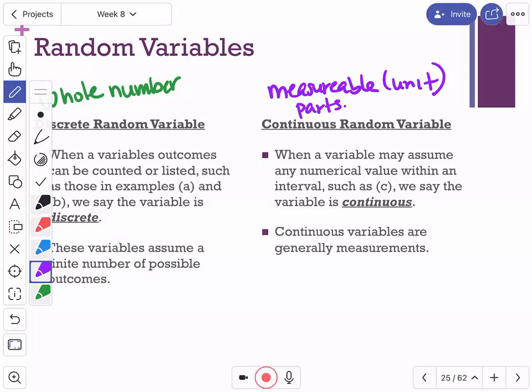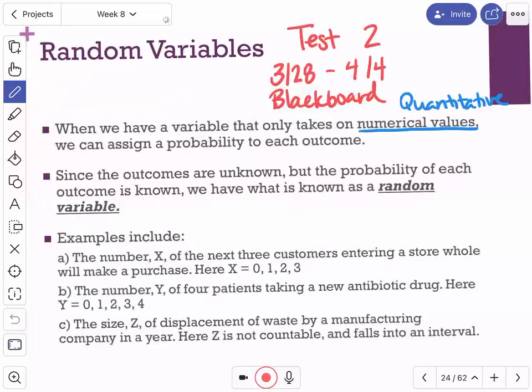I think I skipped over this. When we talk about a random variable, we define every random variable with a capital letter, and generally use the letter X. So like this, for instance, the number X of the next 3 customers entering a store who will make a purchase. So we let X be the next three customers entering a store who make a purchase. I'm interested in, here are my possible outcomes for X.